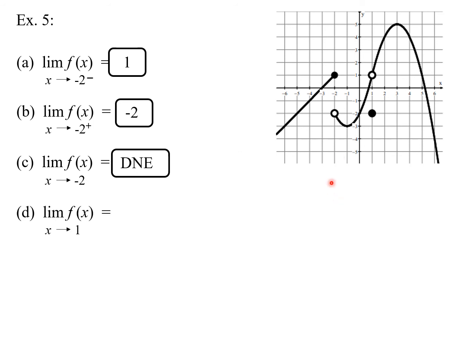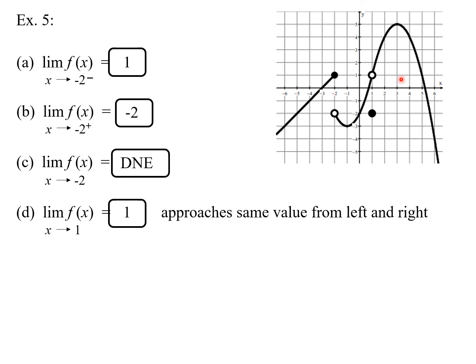Okay, next. The limit of f of x as x approaches 1. x approaches 1 is right here. Coming from the left and coming from the right, it approaches the same value, the value of 1. So that limit does exist. It approaches the same value from the left side and the right side.